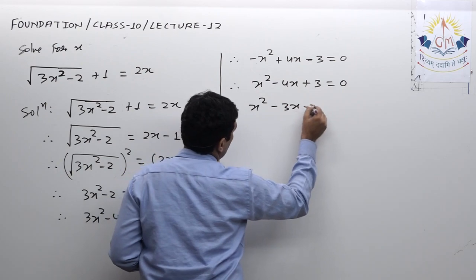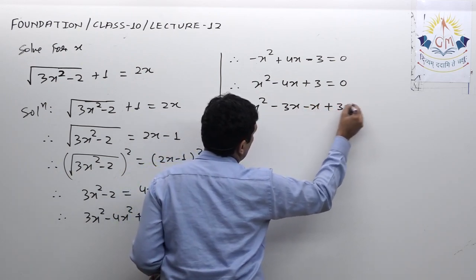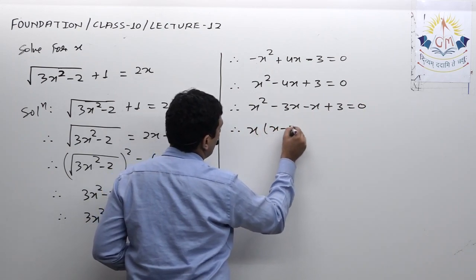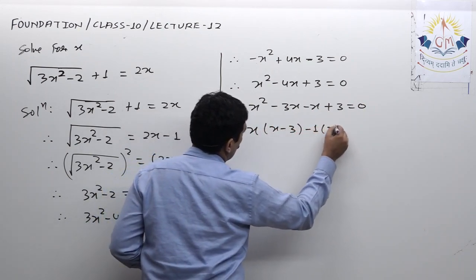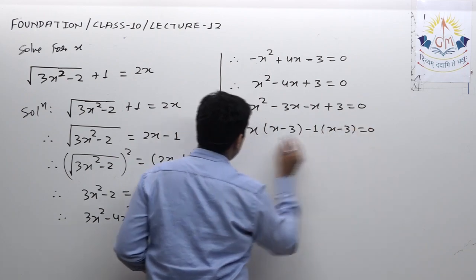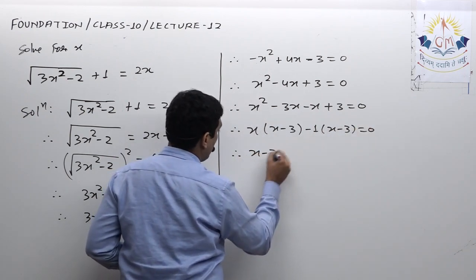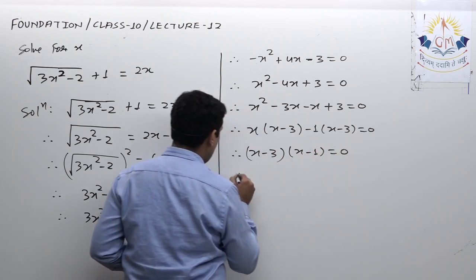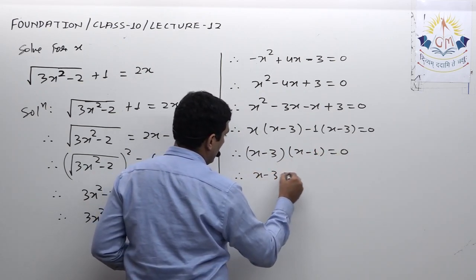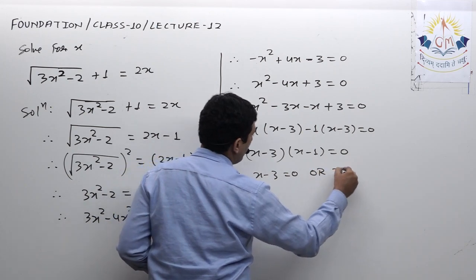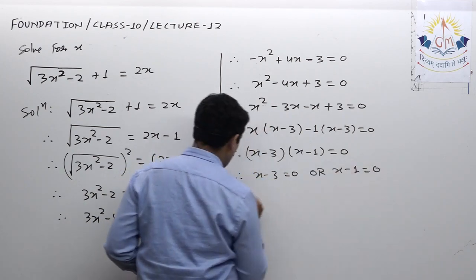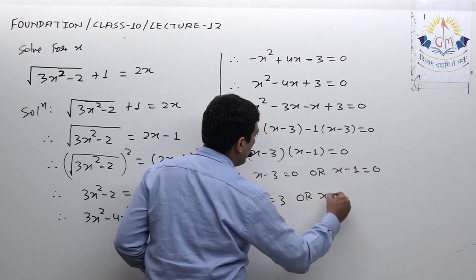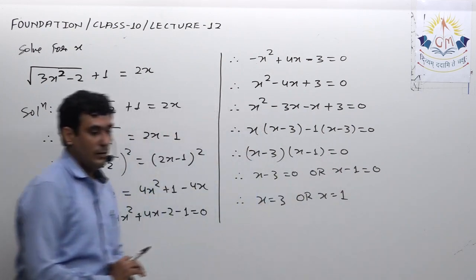Minus 3x minus x plus 3 is equal to 0. If I take x common, so x minus 3. If I take minus 1 common, x minus 3. So if I take x minus 3 common, here it is x minus 1. So ultimately x minus 3 equal to 0 or x minus 1 is equal to 0. Therefore x equal to 3 or x is equal to 1.